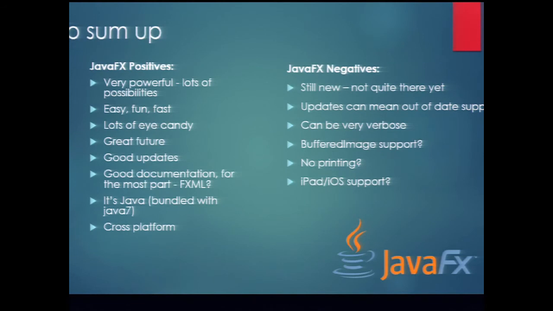So sometimes you get out-of-date support, and it can be very verbose. As I mentioned before and showed you, you can require quite a few lines, but the canvas does fix that to some extent, so that's quite nice. I mentioned no printing, and the iPad and iOS support. I'm not sure how that's going, but hopefully soon.